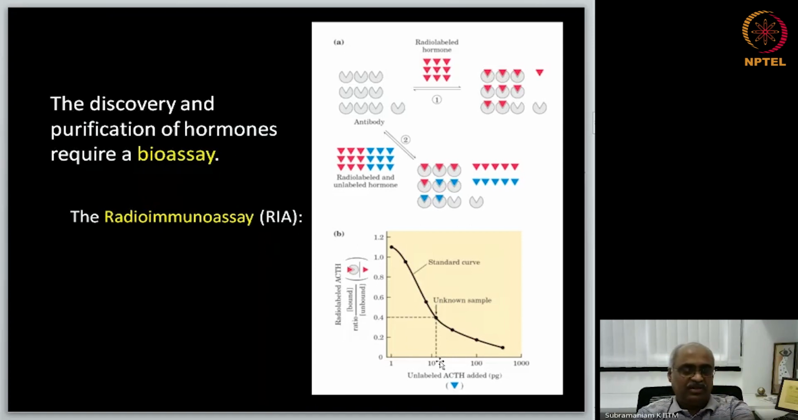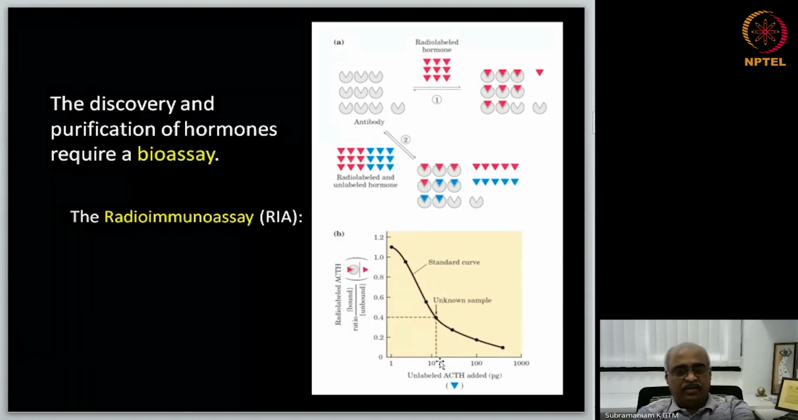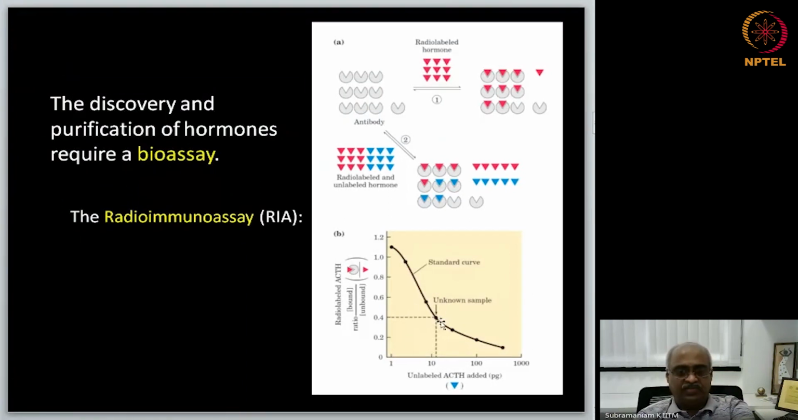Essentially, you have a fixed amount of antibody binding to a fixed amount of radio-labeled hormone. Now you add unlabeled hormone, and the amount of that impacts the labeled one binding. And if you have used known quantities of unlabeled hormone and plotted a graph like this, then an unknown one can be easily measured using this graph. So this is the basic principle of radioimmunoassay.